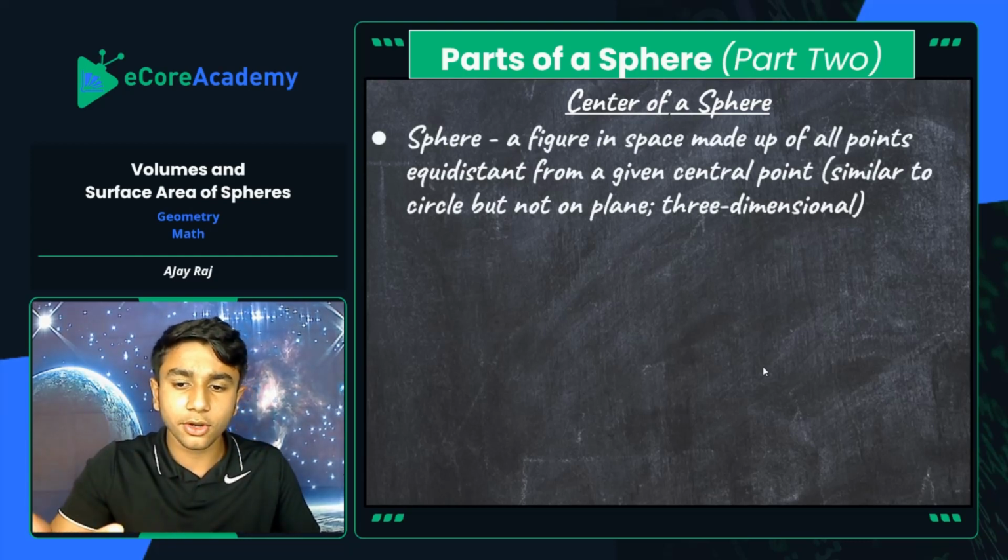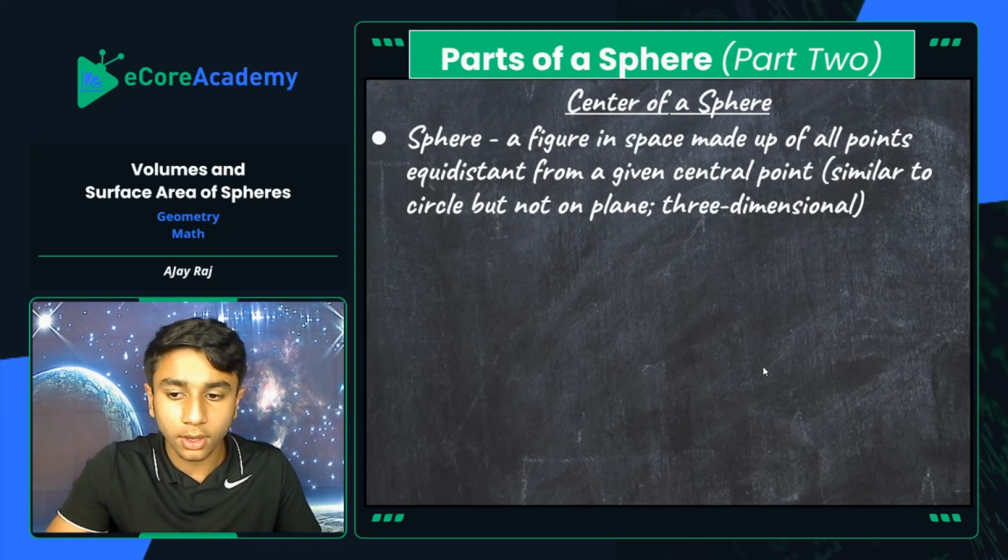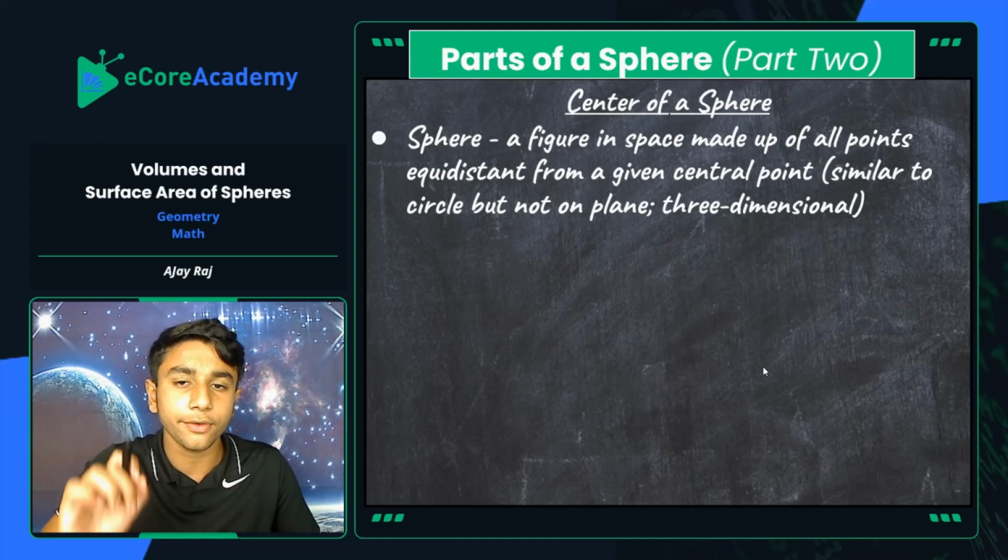So a sphere is a figure in space made up of all points equidistant from a given central point. And that's similar to a circle, but not on a plane. Then again, it's a three-dimensional outlook. That's the only difference between a circle and a sphere. They're so similar, but it's just the dimensions that they have. But one is founded based off of the other. The sphere is founded off of the circle.